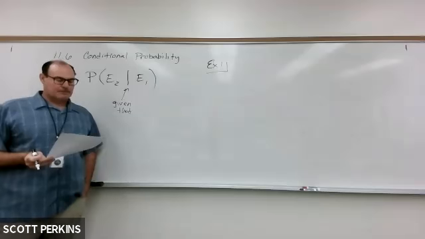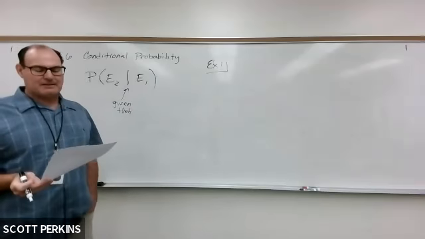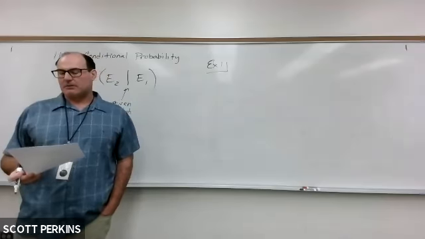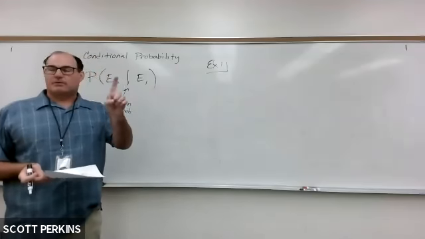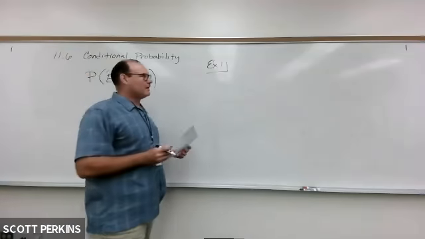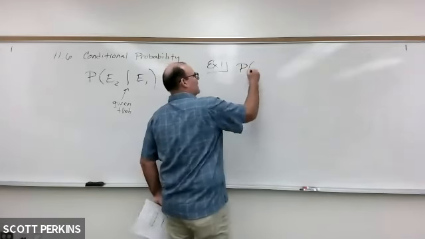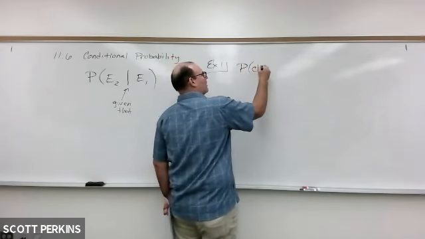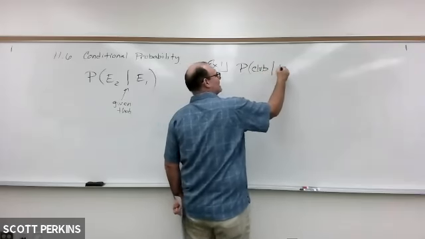Example 1 goes like this. A single card is selected from a deck of cards. So we just have one trial going on here. Determine the probability it's a club, given that it's black. We're going to find the probability that the card is a club, given that I know it's black.